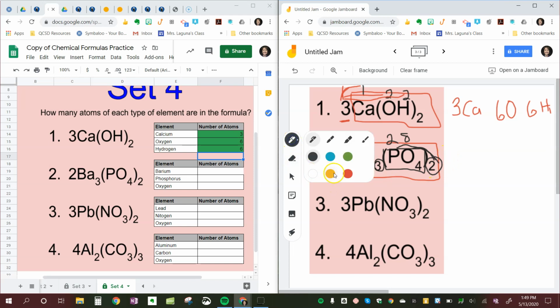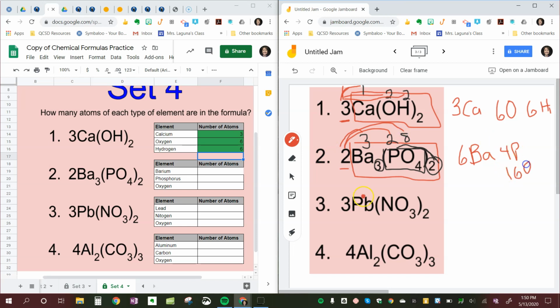Now we're going to multiply by our coefficient. 2 times the 3, or 6 barium. 2 times the 2, or 4 phosphorus. And 2 times the 8, that's 16 oxygen. It's a lot of oxygen, right? So let's fill that in. 6, 4, 16. In our next one, we'll do it the same way, but pause the video if you think you have it and give it a try before we go on.